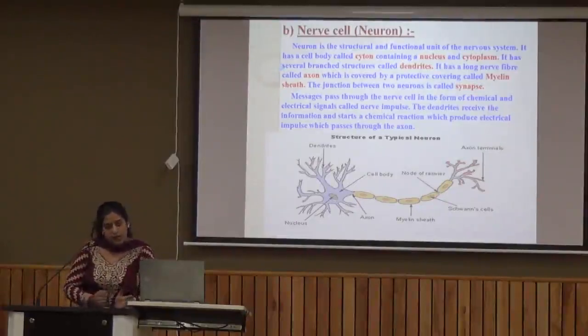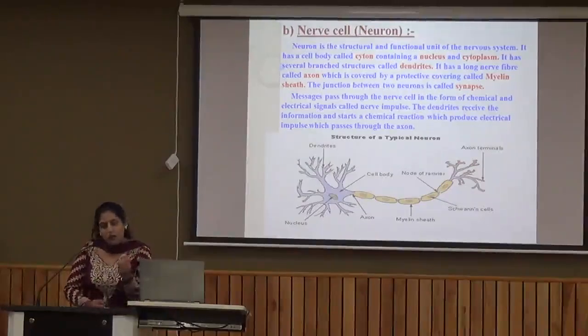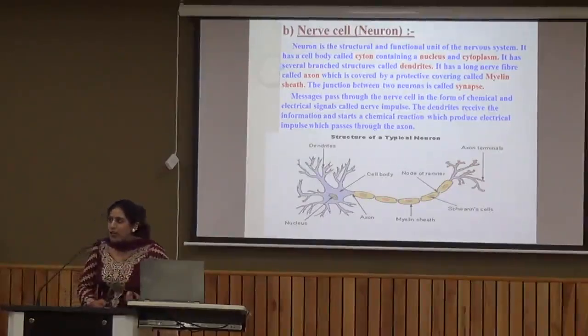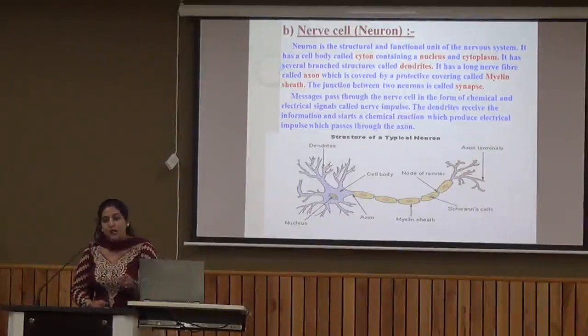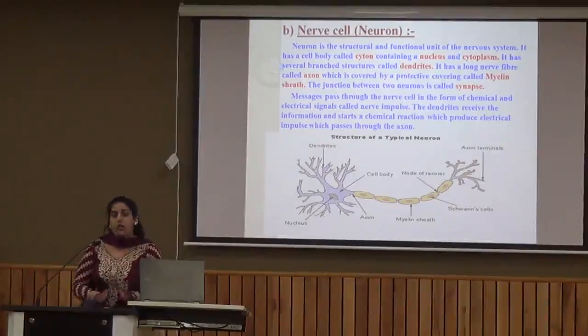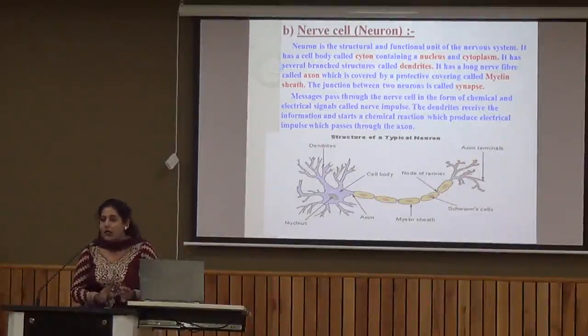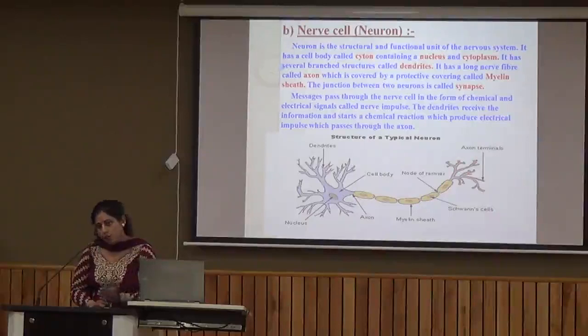One neuron is connected to another neuron, just as the dendrite of the second neuron is connected to the axon terminal of the first neuron. Similarly, the dendrite of the third neuron is connected to the axon terminal of the second neuron, and so on. So it is a particular chain.